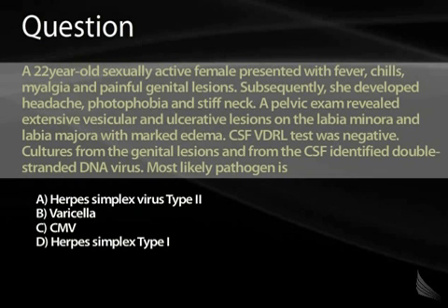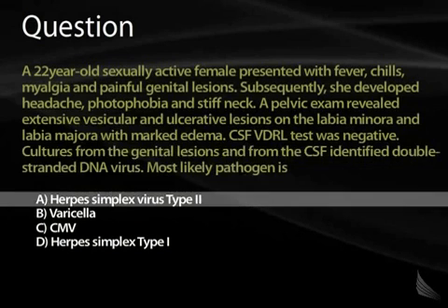So even if we didn't have the encephalitis going on or the meningitis, the most likely pathogen for vesicular lesions on the genitals is HSV type 2. Okay? We also know that HSV type 2 can also cause meningitis and encephalitis, and so A is the right answer, herpes simplex virus type 2.